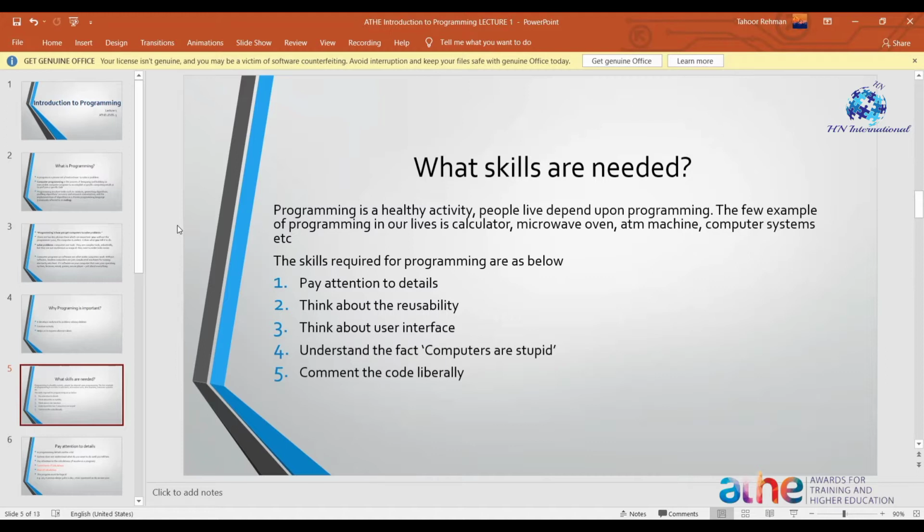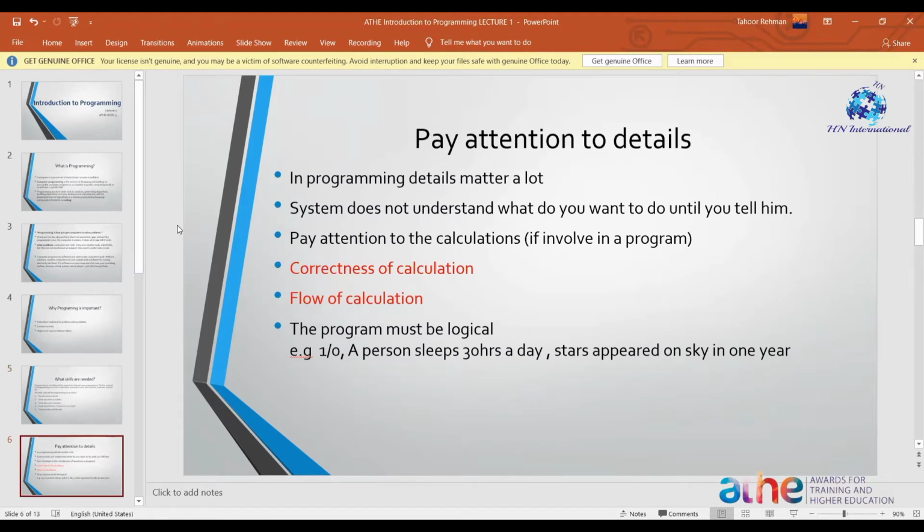There are some rules for the skills, you can say. When you are doing programming, the skills required are as below: pay attention to details, think about reusability, think about user interface, understand the fact computers are stupid, and comment the code liberally. So what does it mean to pay attention to details? Can anyone tell? Any idea?